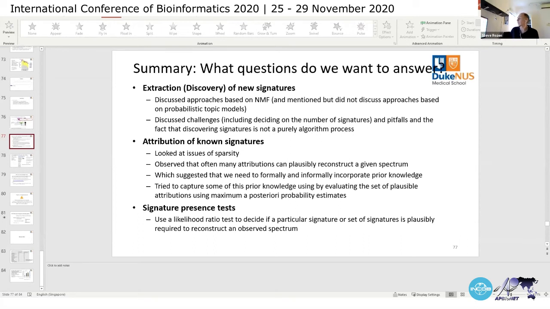In terms of attribution of known signatures, we looked at issues of sparsity. We observed that often many different attributions can plausibly reconstruct a given spectrum, which suggested that we need to formally and informally incorporate prior knowledge. And we tried to capture some of this prior knowledge by evaluating the set of plausible attributions using maximum a posteriori probability estimates. And I talked about the signature presence test, where we use a likelihood ratio test to decide if a particular signature or set of signatures is plausibly required to reconstruct an observed spectrum.